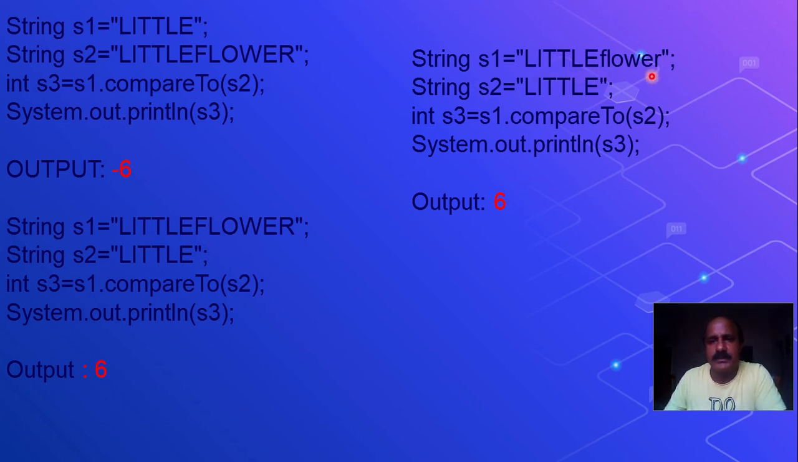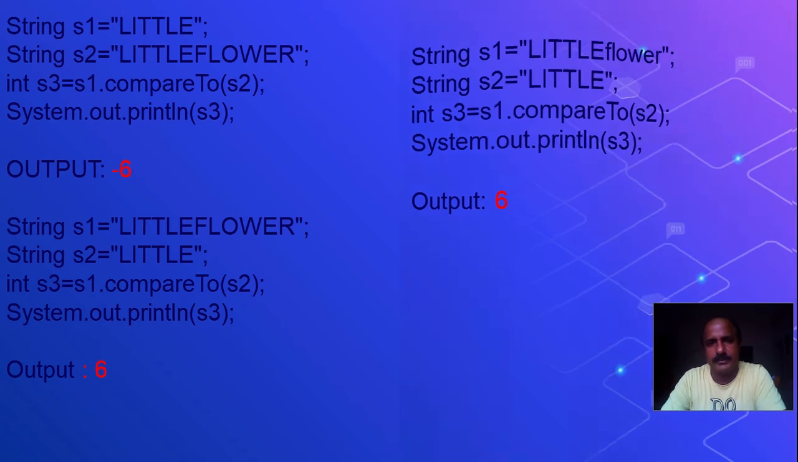"Little flower", this way I have written, and this is the second string. Now I am going to compare this one. Up to here there is no difference. You can see little and little are all same. And here flower, but the case is different. Case does not matter, but it will check how many characters are extra here. How many characters are extra here? 6 characters. That 6 will be returned. Okay. Now moving to the next one.